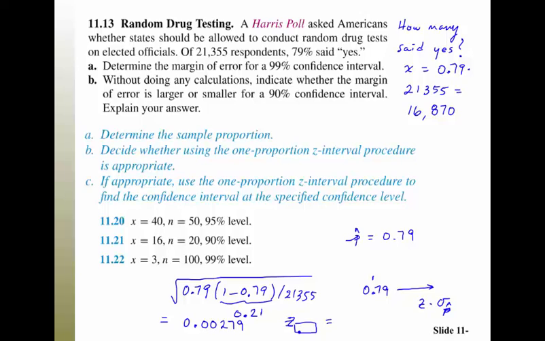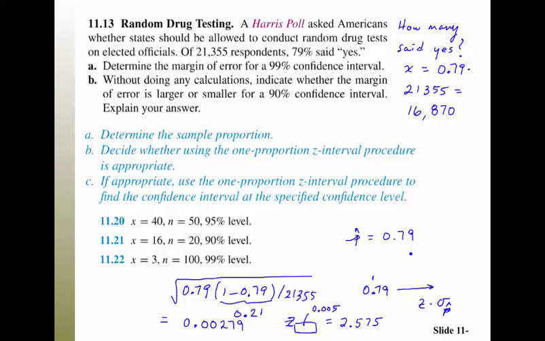0.005, right? Because we want half of 1% out to the left, half of 1% out to the right. So our significance level will be 0.005, or half of 1%. Tell me what the z value is. 2.575. Agree with that? Okay, so now you can build your confidence interval.